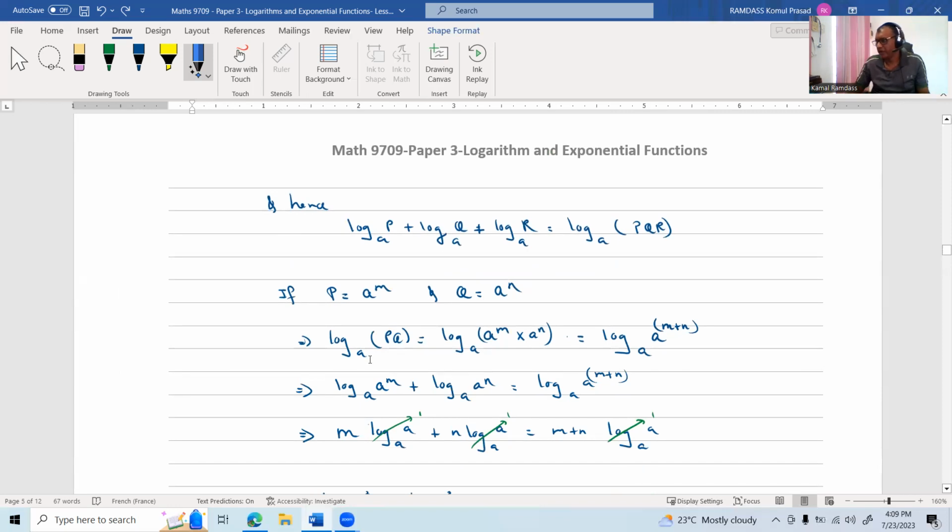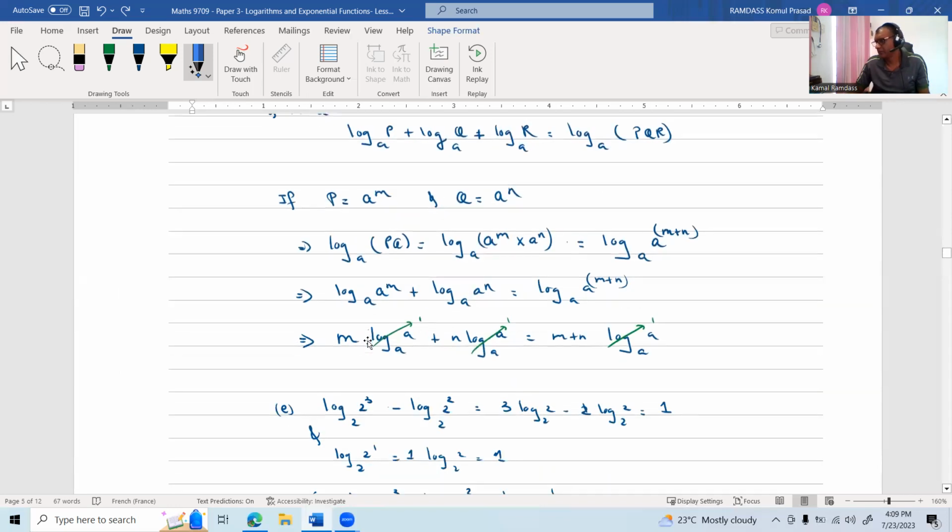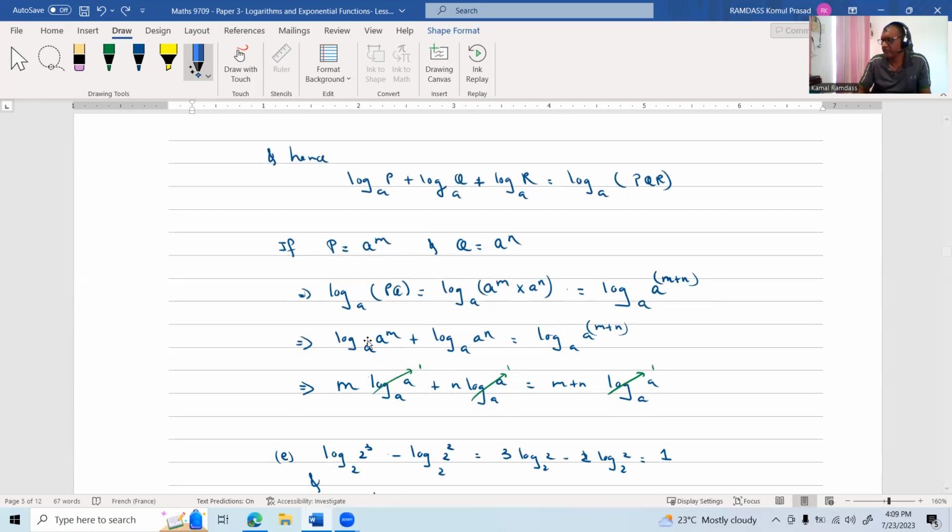Bon, maintenant on prend un general form. If p is equal to a to the power of m, q is equal to a to the power of n, log de pq base a, c'est log de a to the power of m multiplied by a to the power of n base a, c'est log de a to the power of m plus n base a. Et ça, c'est law of indices. OK?